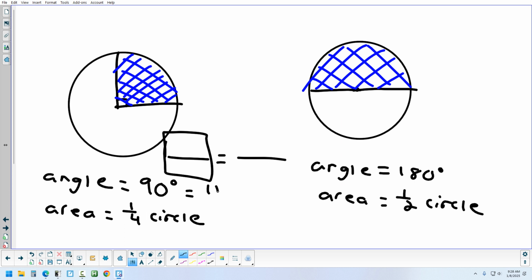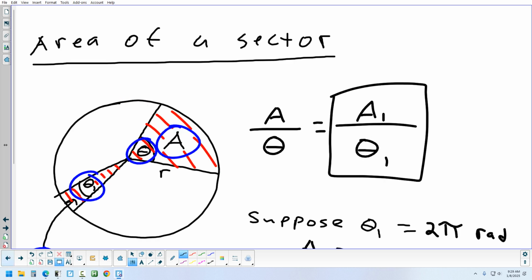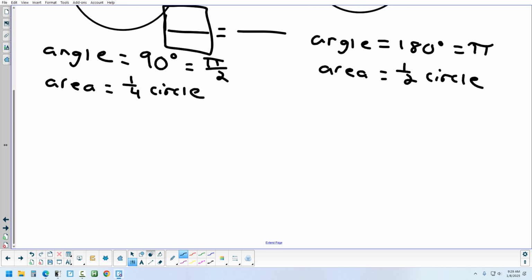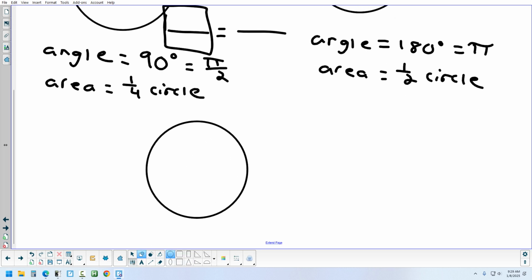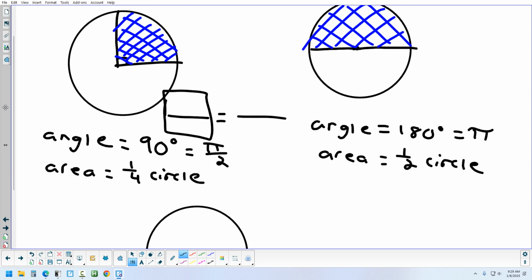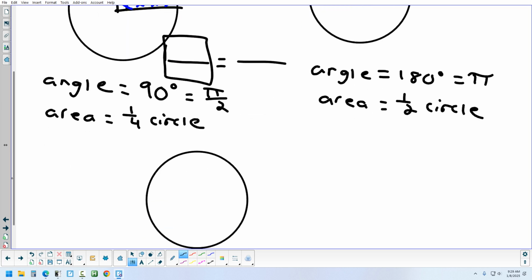Pi divided by 2. So that's 90 degrees. How about 180? That was pi. So then we're going to work with 2 pi. Right? So if I was going to draw a picture of that one, how much of the circle would an angle of 2 pi take up? It would take up the whole circle.